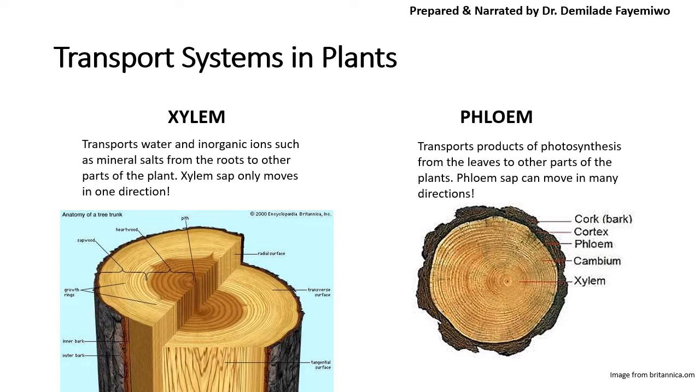Xylems take water from the roots and they move in only one direction, which means they move from the roots upwards. And so they take water from the roots and distribute it to the leaves, to the stems, and to other parts of the plant. The phloem, on the other hand, will take the products of photosynthesis from the leaves, because photosynthesis occurs in the leaves. They take the products of photosynthesis from the leaves and they distribute it to other parts of the plant.